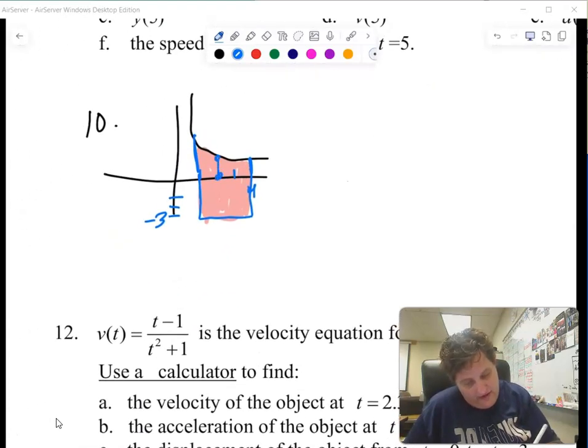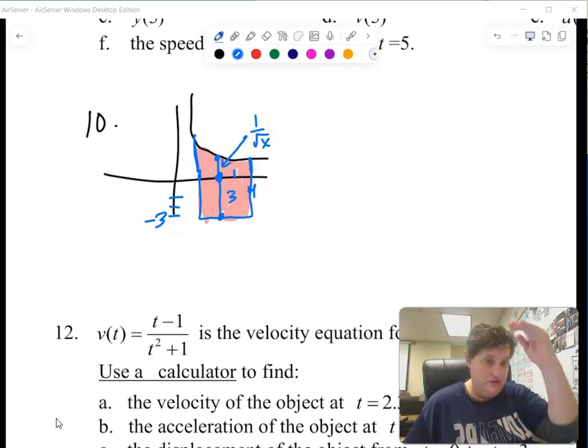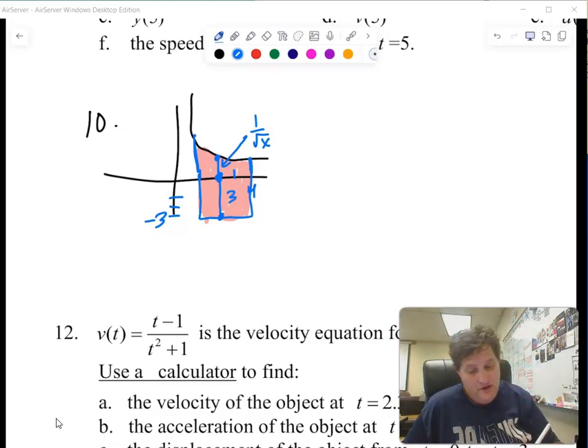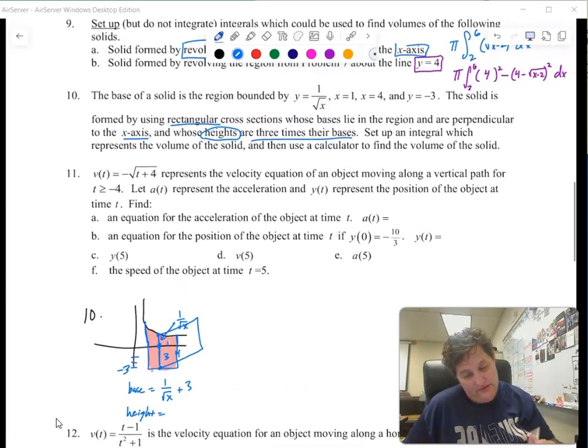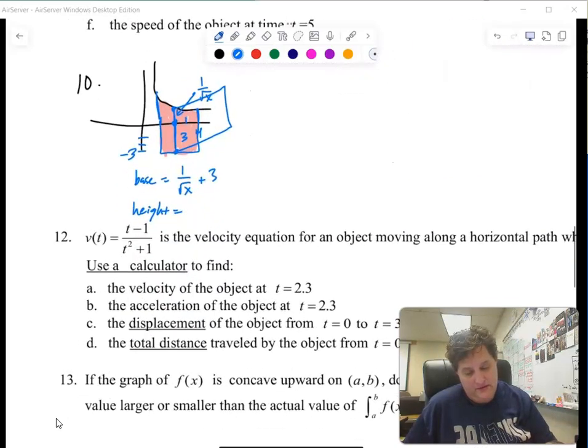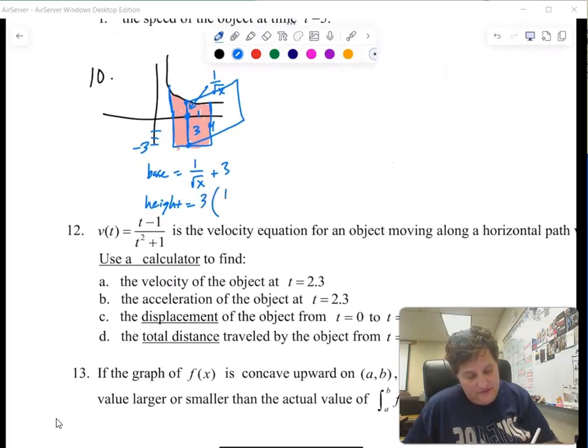From here to here is 1 over root x. From here to here is 3, because it just went from the axis down to negative 3. So the base of this rectangle that I'm putting on here is 1 over square root of x plus 3. The height of the rectangle is 3 times that, so the height is 3 times (1 over square root of x plus 3).